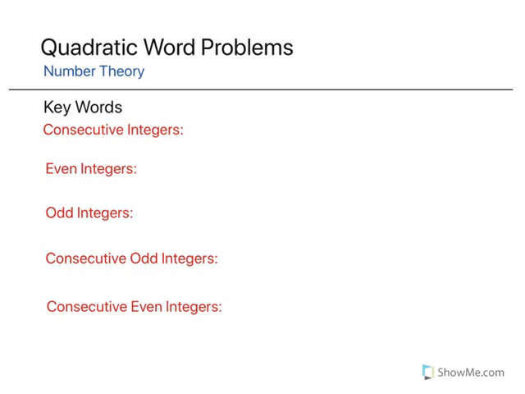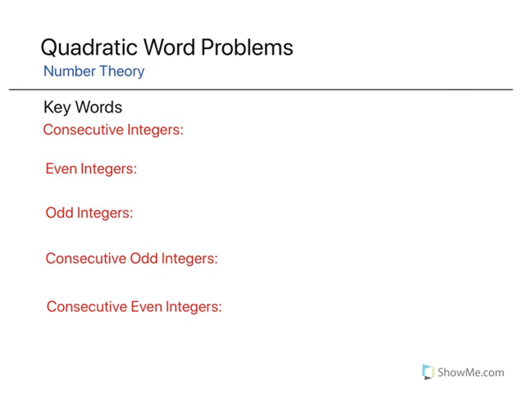Okay, so today's lesson is about quadratic word problems. There are different types of word problems that we're going to cover. One of them is number theory, and another type is projectile motion. This video will only focus on the number theory type of problems.